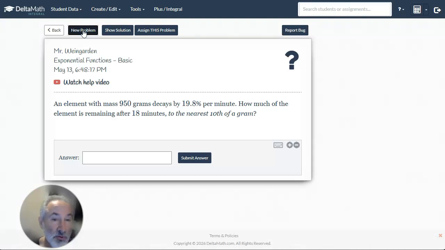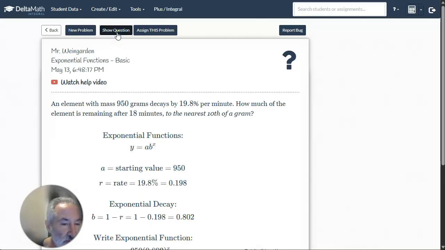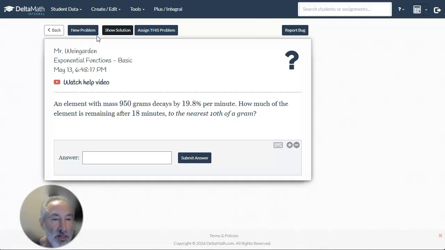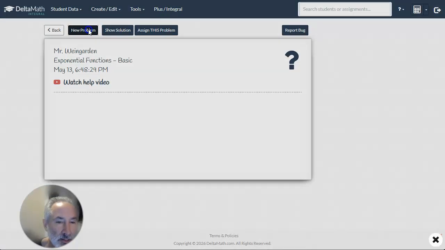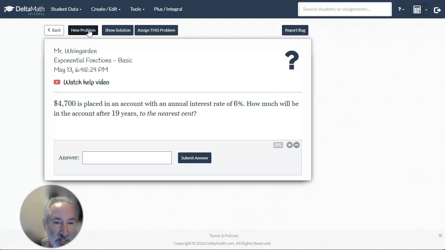Decays, that would also mean goes down. And I'm kind of curious, if we look at the solution, still just 1 minus r. So anyways, it goes down, is placed. How much will the account have?